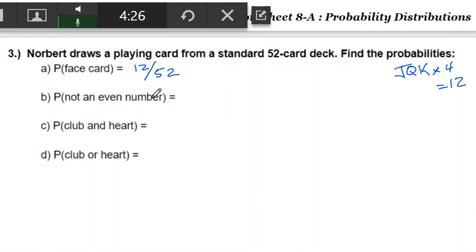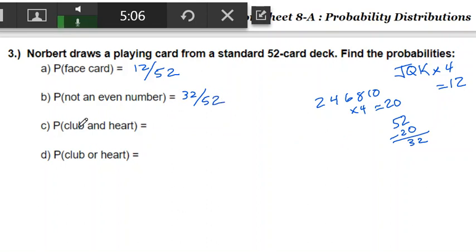Not an even number. Now be careful of this one, because the first time you look at it, you think, oh, they just mean the odd ones, and no, that's not what they said. Not an even number means the odd ones and the ace and the king, queen, jack. All of those are not an even number. So you'd probably be better off to figure out what is the even numbers. 5 times 4 is 20. And so not an even number would be 52 minus 20.